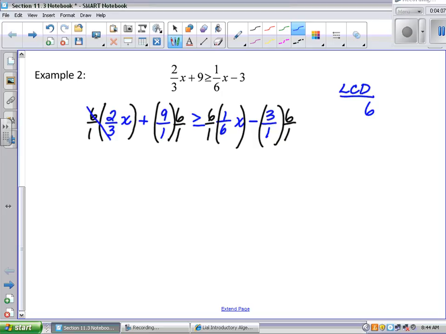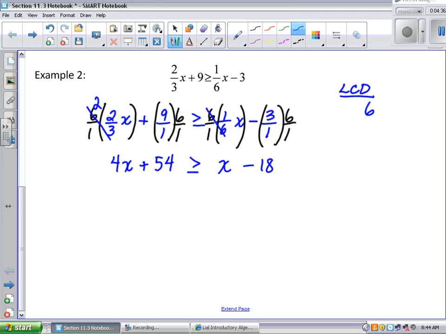6 divided by 3 is 2, and 2 times 2x is 4x. All we have left in the denominator is 1, so we don't have to write it down. Plus 9 times 6 is 54 over 1, or just plain 54, is greater than or equal to 6 over 6 cancels, leaving us with x minus 6 times 3 is 18.